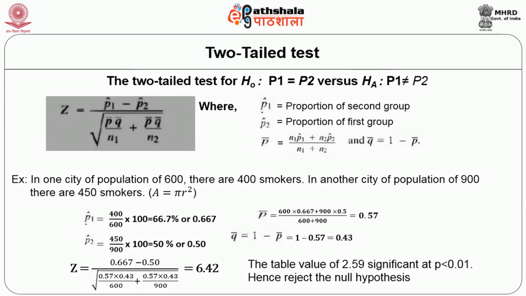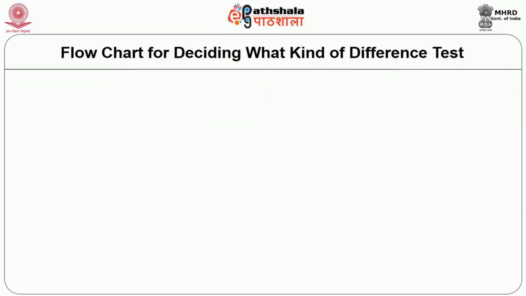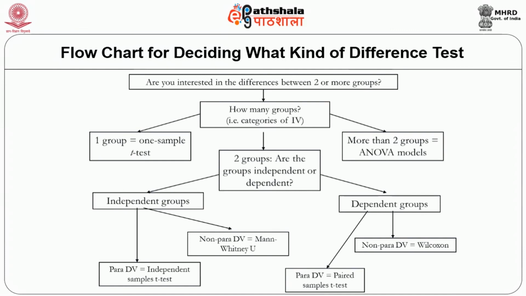These are the tests you can use for calculating the significance between two proportions, which we call a Z test. If you see the flow chart given in the slide, it shows how, where, when, and what type of test to be used. For deciding what kind of test to use, the question we pose is: are you interested in the difference between two or more groups? Then I ask again, how many groups, that is, how many categories?